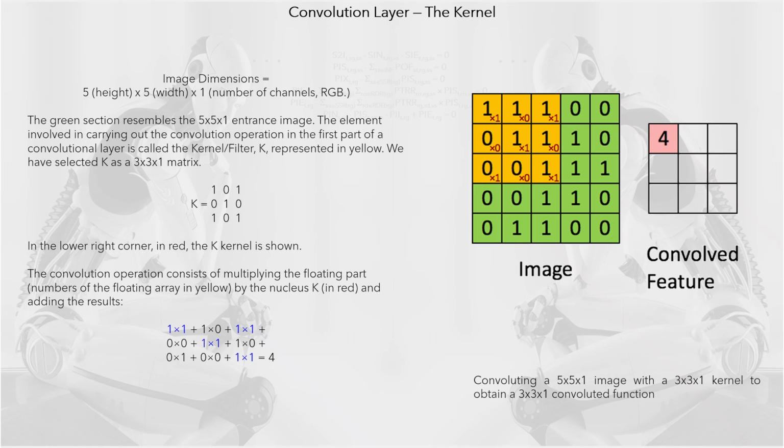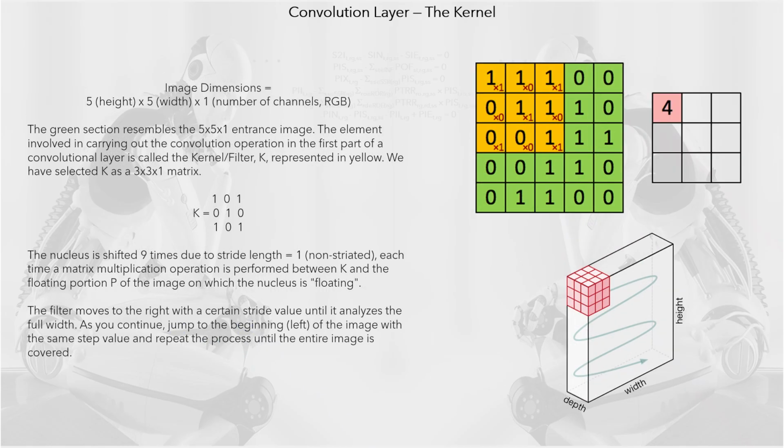Convolving a 5x5x1 image with a 3x3x1 kernel to obtain a 3x3x1 convolved feature. The image dimensions are equal to 5, height, by 5, width, by 1, number of channels. In the RGB figure, a 3x3x1 matrix is selected, and the green section resembles the 5x5x1 input image. The element involved in the convolution operation in the first part of a convolutional layer is called the kernel or filter, represented in yellow. In the lower right corner, in red, the K kernel is shown.